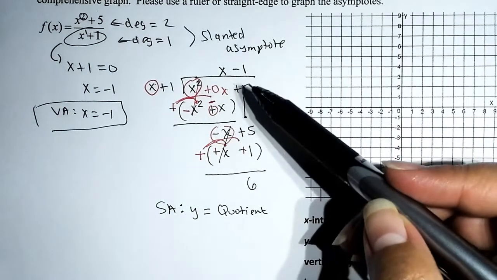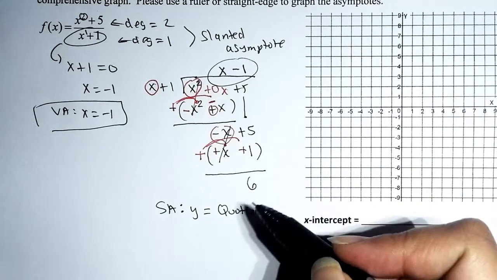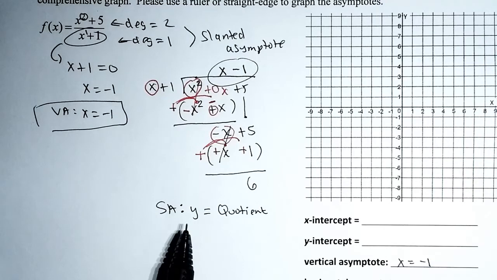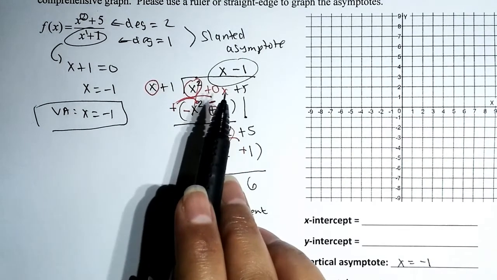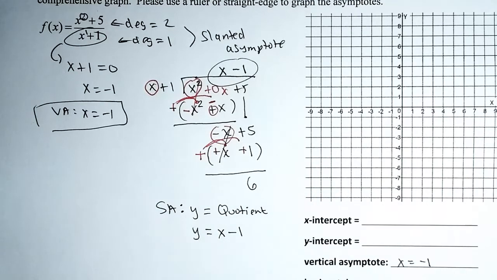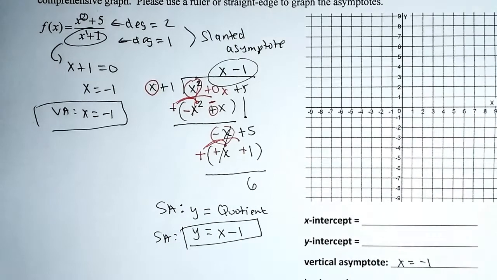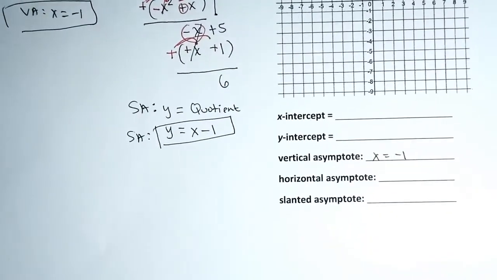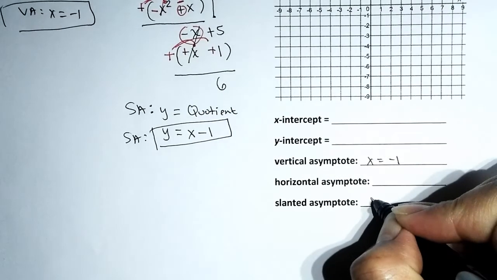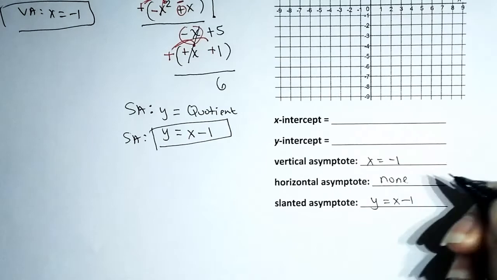In this case, the quotient is x minus 1 and the remainder is 6. But the equation is just, we put the variable y equals whatever the quotient is. The quotient is just x minus 1. So we have y equals x minus 1. That will be the equation of the slanted asymptote. Fantastic. So let's go ahead and earn our full credit. We have y equals x minus 1, and there is no horizontal asymptote.